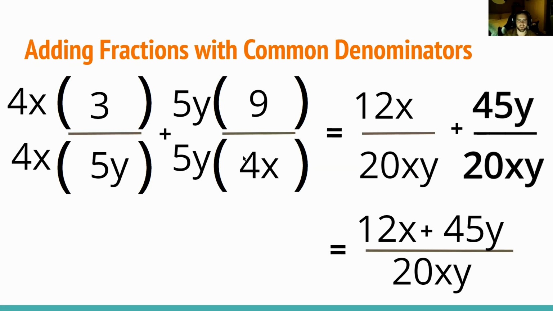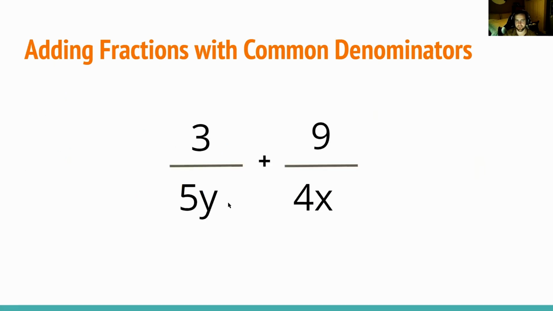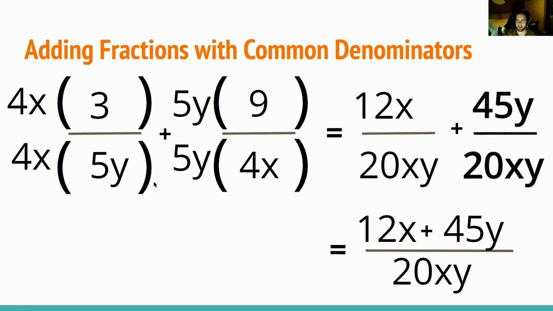So what you would start off with, you would notice there's a 5y on the denominator here, and then there's a 4x on the denominator here of these two fractions. So to make them a common denominator, you would multiply the top and the bottom of this fraction by the other fraction's denominator, if that makes sense. So now we have 4x times 3 on the top, 4x times 5y on the bottom. And then for this one, you would just do the opposite. You have 5y on the denominator of this fraction. So to make them common, you would do 5y times 9 on the top, and 5y times 4x on the bottom.